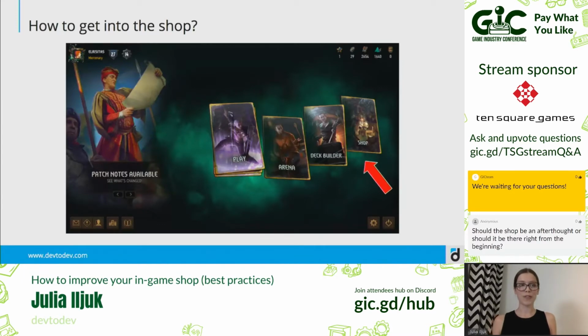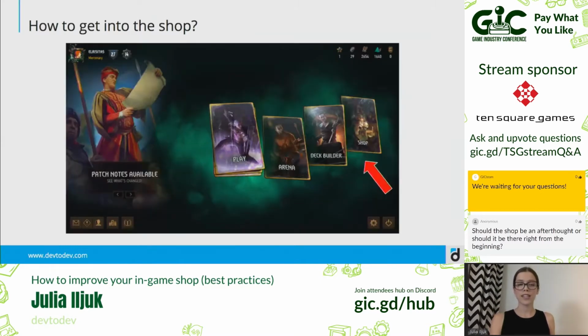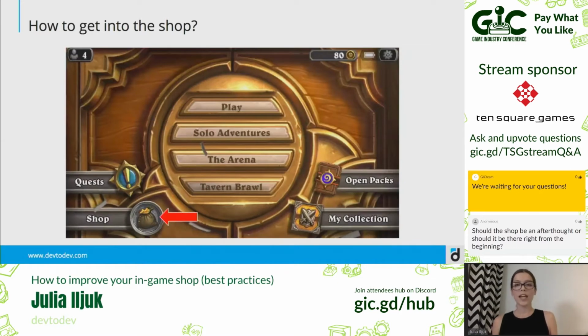And let's go to my favorite part, examples. Have you recognized the game, by the way? Yes, it's Gwent. Here the in-game shop is located to the right, and it's easy to access with the thumb of the right hand. If you check the map, we can easily access it. Let's look at Hearthstone. In Hearthstone also, they put it to the left of the screen at the bottom, but still very easy to reach with the thumb of your left hand.